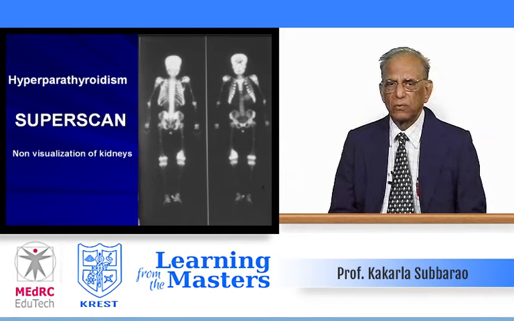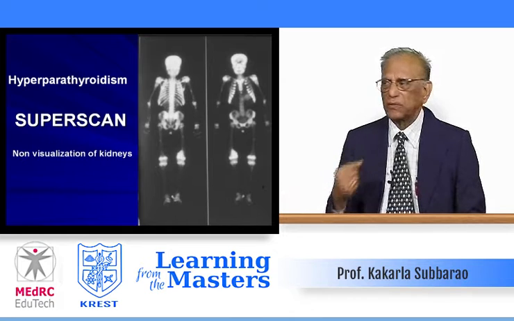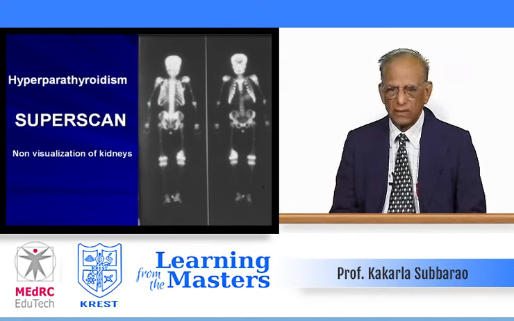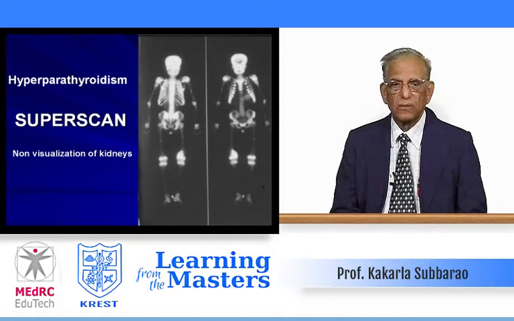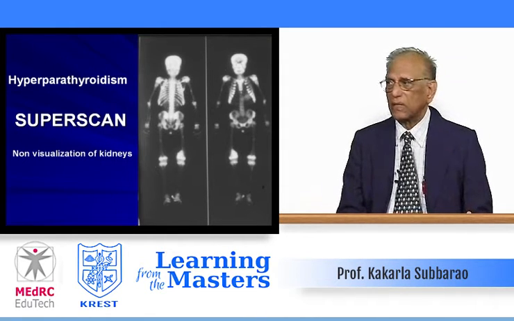Again, super scan. If you do scintigraphy, you get a super scan because of the avidity of the skeleton for the isotope, non-visualization of the kidneys. There is not enough to excrete into the kidneys. Everything is absorbed, taken by the skeleton.